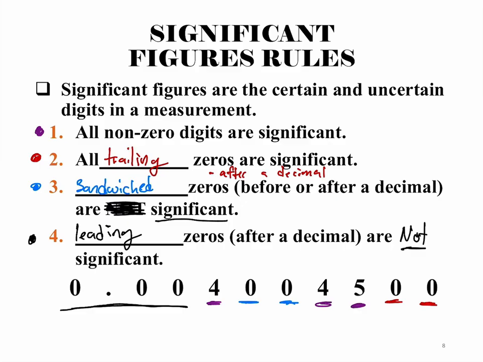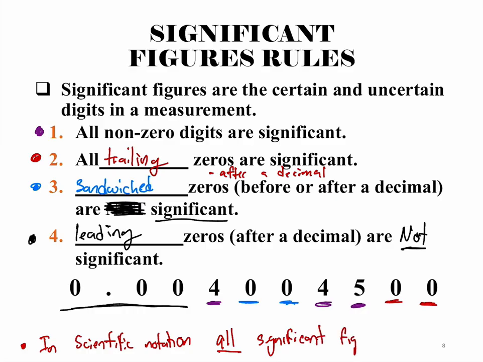And one rule that I'll put here is that in scientific notation, all significant figures are in the coefficient. I just remember last time we were writing large or small numbers, all of that information is carried in the coefficient.